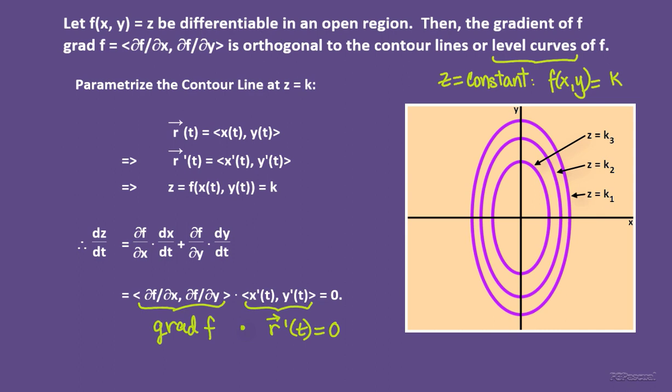Since the dot product between the gradient of f and the tangent vector is equal to 0, the gradient of f must be orthogonal to the tangent vector. Therefore, the gradient of f must be orthogonal to the contour line.